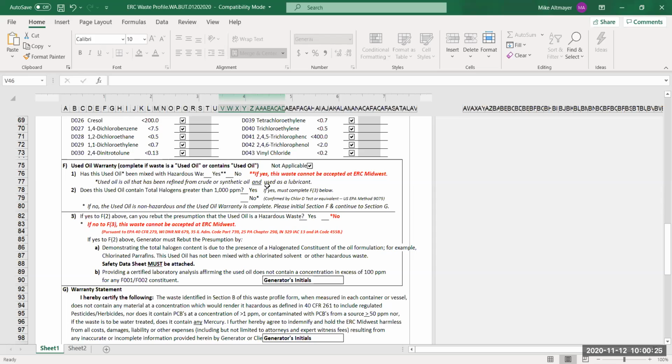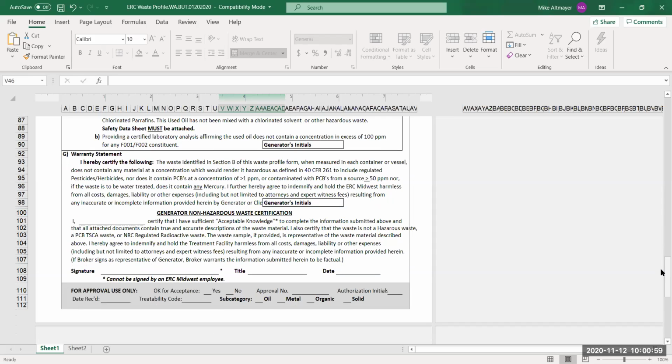If you had a result that was over 1,000 parts per million here, you could then take it down to this next section 3 here and say that if you had to mark yes, can you rebut this presumption that used oil is a hazardous waste? Yes or no? Rebutting the presumption is a complicated process. That's something that, again, we would need certified laboratory analysis to do. So that's a question to either Zach or myself about what the next steps are here.